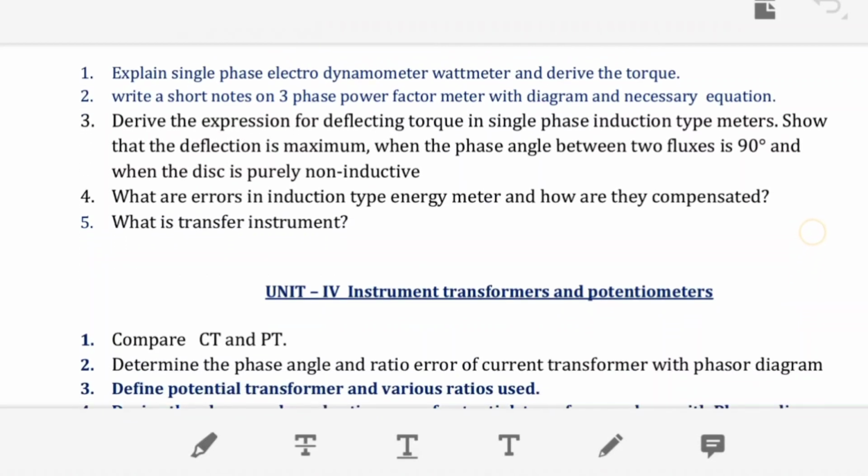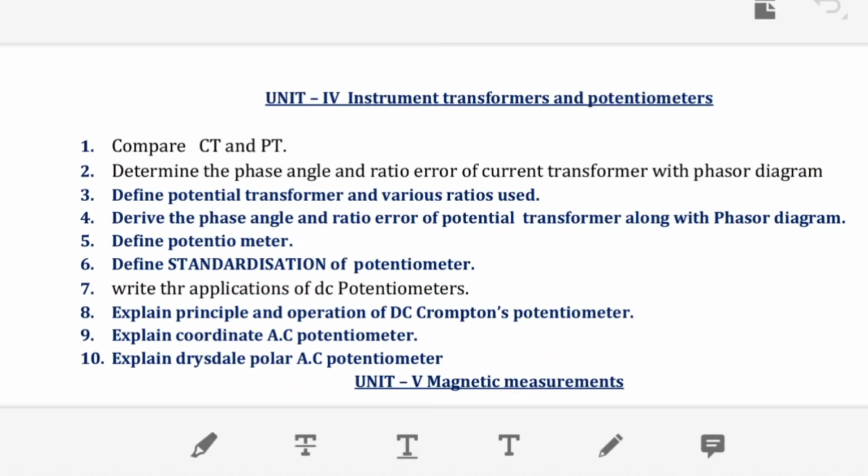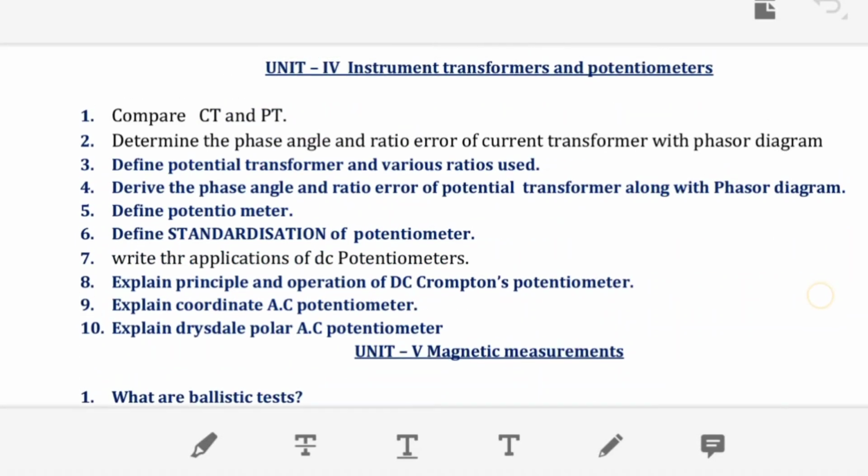Coming to Unit 4, measurement of instrument transformers and potentiometers. 2 marks and 10 marks questions are all explained here. Compare CT and PT. What is the comparison of CT and PT? Or elucidate the comparison between current transformer and potential transformers. Determine the phase angle and ratio error. Already I told you, ratio error and phase angle of CT are important along with the phasor diagram.